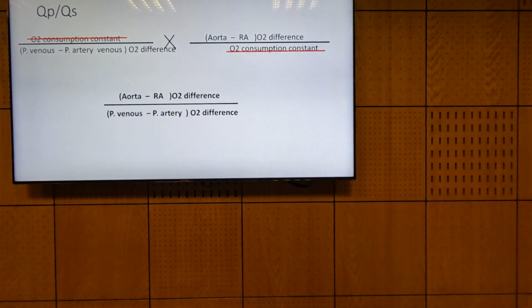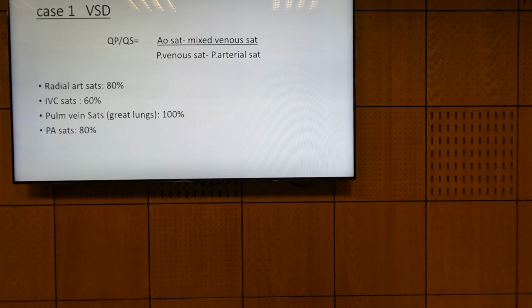Okay. And it's the daily practice in the cath lab that they go for each chamber and take a sample of the blood and measure the oxygen saturation in that. So in case 1, I put it here, how we calculate the QP/QS.